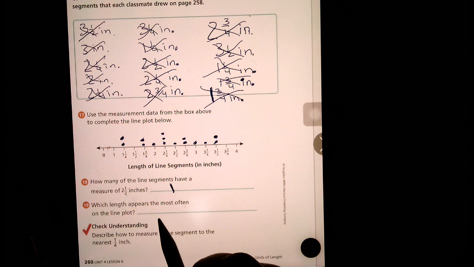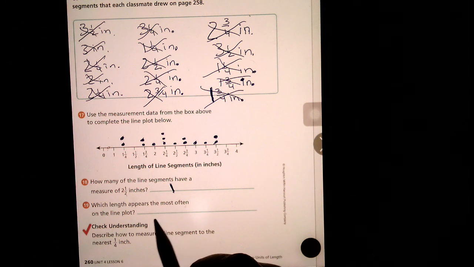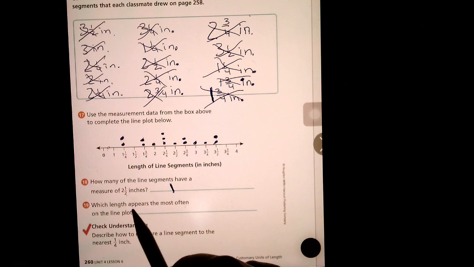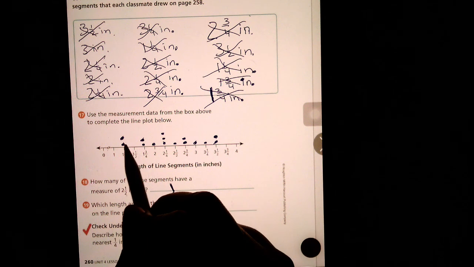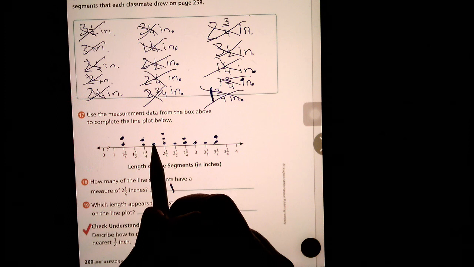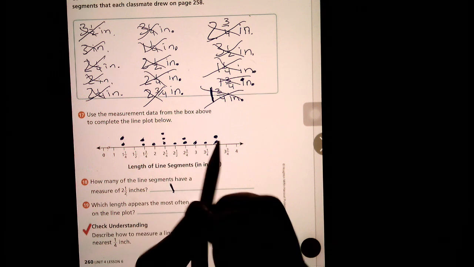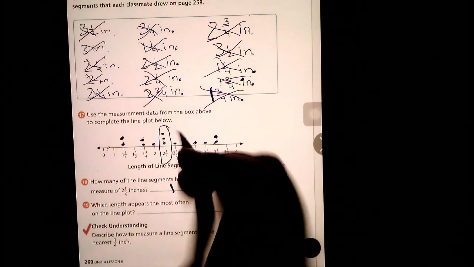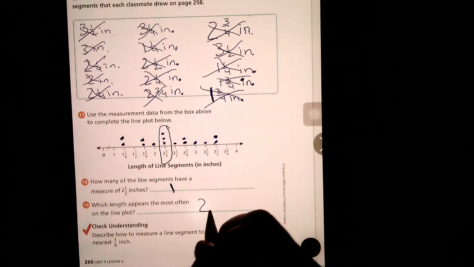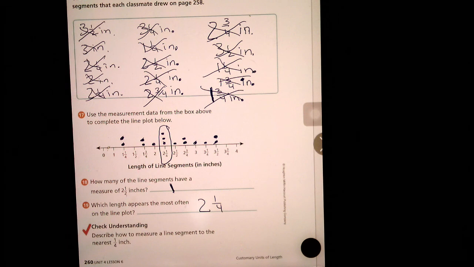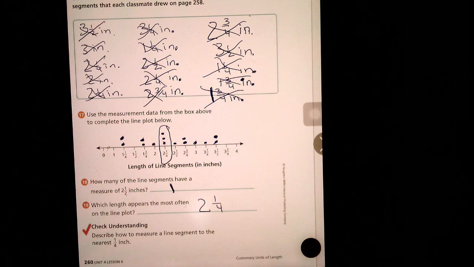Number 19. It says, which length appears the most often on the line plot? Well, which one do we have the most? Let's see. I have 2, 2, 1, 3, 1, 2, 2, 1, 1, 1, 2. This one. This one has the most. So let's write 2 1/4 appeared the most often. Okay, so let's pause the video.